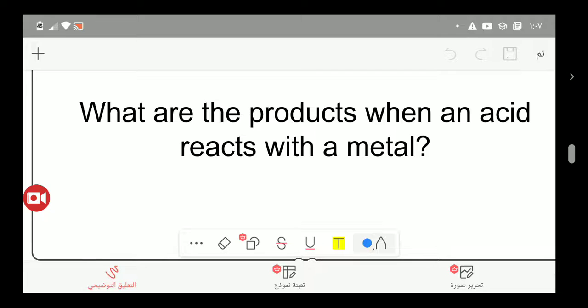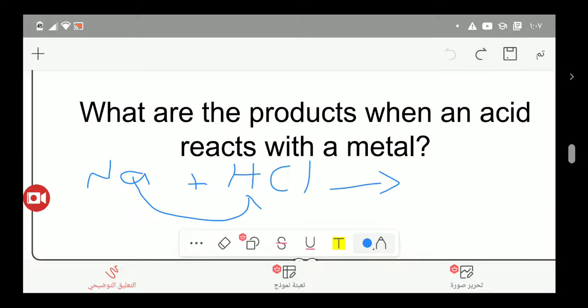Okay, so for example, let's choose a metal from group 1 elements such as sodium. Sodium will react with a common acid, which is HCl, hydrochloric acid. As we know, the metal displaces the hydrogen of the acid, and the hydrogen evolves as H2, and we can test that by the lighted splint test, which is a very important test.